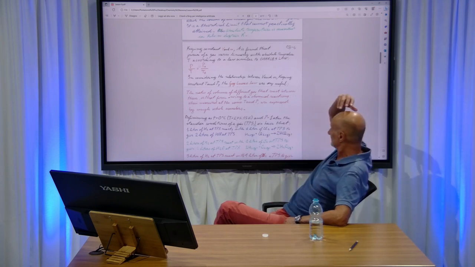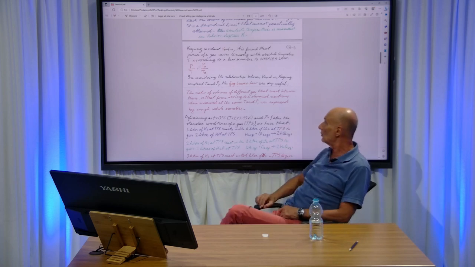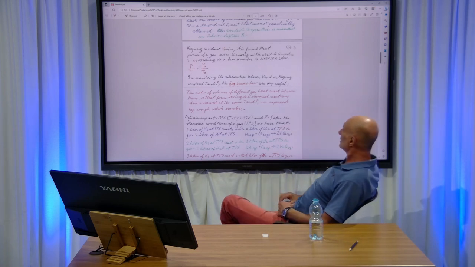Then, considering the relationship between the volume and number of moles, the observation of Gay-Lussac was very, very useful.